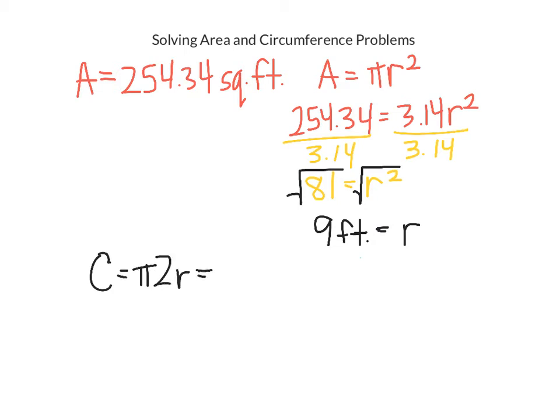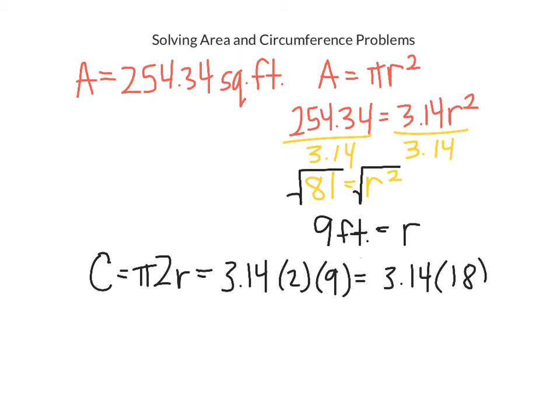And then I substitute in what I know, so pi is going to be 3.14 times 2 times 9, which equals 3.14 times 18, because we are multiplying by 2, not squaring. And the circumference of this circle would be 56.52 feet. This is just one direction, this is not square feet.